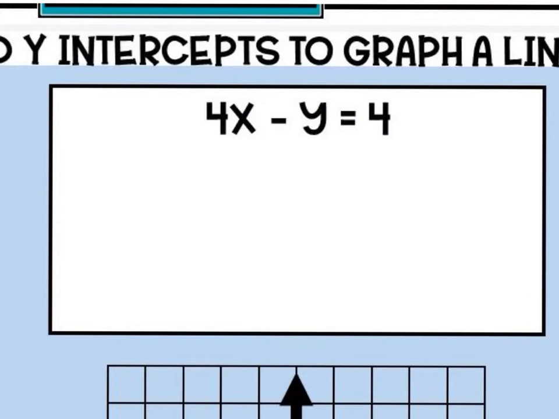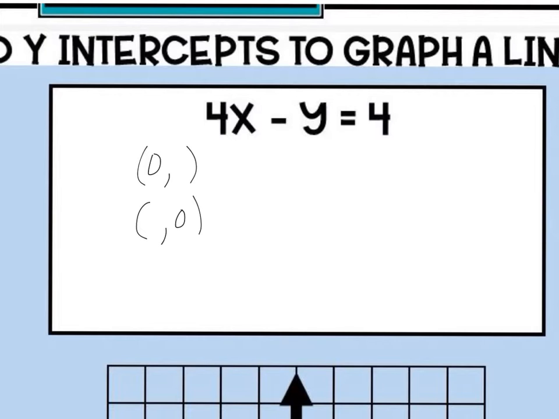Alright, good morning guys. We're going to go over Algebra 1. This is the Google Slides activity, graphing by intercepts. So I'll go through both ways. The first way is when your x is 0, what is your y going to be? And when your y is 0, what is your x going to be?